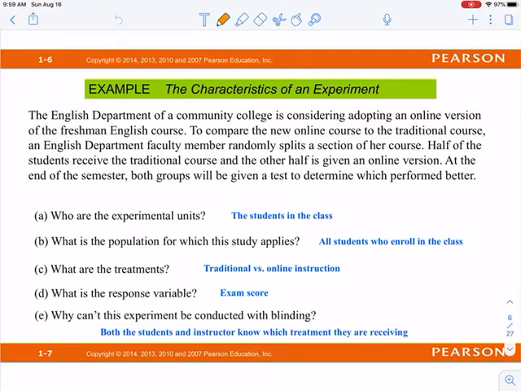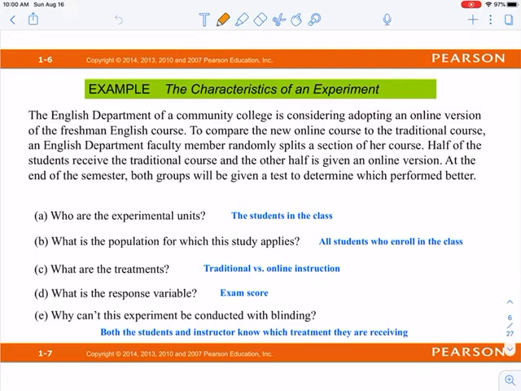For part A, who are the experimental units? They're the students in the class. They're the ones that are going to either receive the online instruction or the in-person instruction. For part B, what is the population for which this study applies? All the students who actually enroll in that class. And what are your treatments? Your in-person education or your online instruction, or traditional versus online. And what is your response variable? How are you going to measure the success of this study? You're looking at your exam scores.